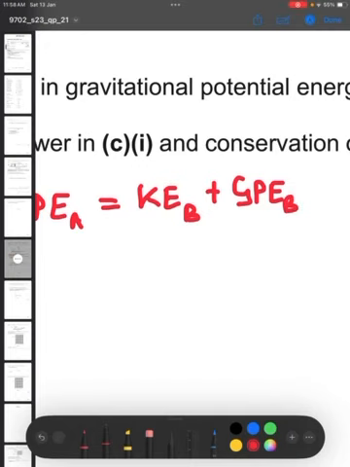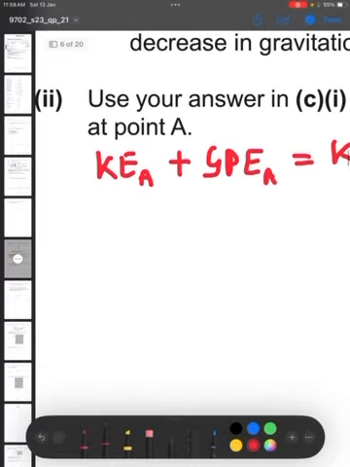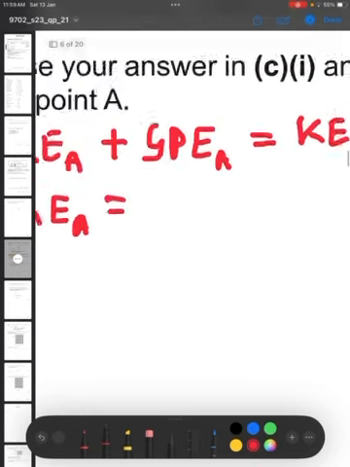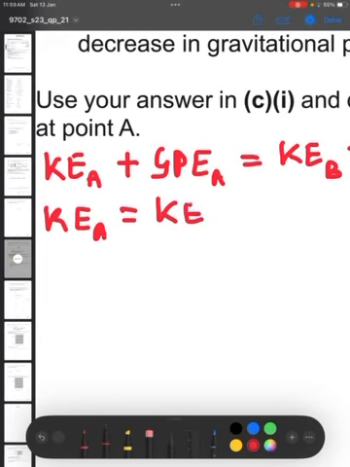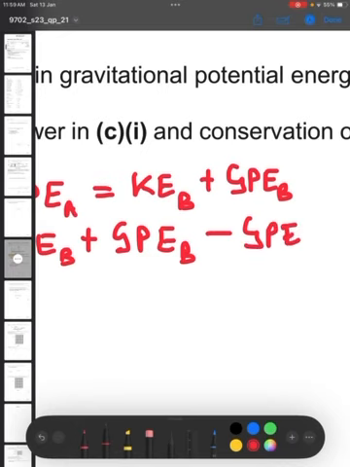It's only logical that we do it this way, considering that energy is conserved. So the energy we have at A should be equal to the energy that we have at B. Remember, we're looking for the speed at A, so we need to know the kinetic energy at A. So kinetic energy at A is equal to kinetic energy at B plus gravitational potential energy at B minus gravitational potential energy at A, because we have taken it to the other side.